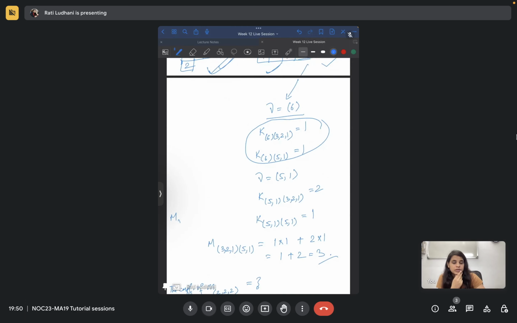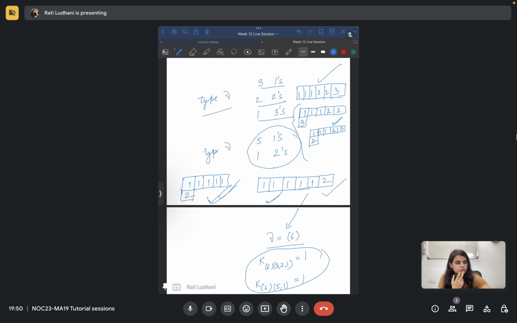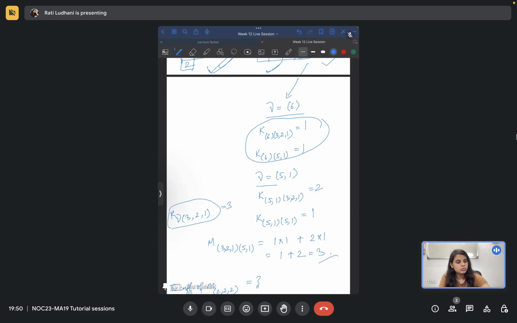K gamma, K nu of 3, 2, 1, you're saying 3? We have not got 3. No, 3 types we can assign now. Tabular, we have 3 types. The point is this type is different and these two types are different. So what I did, what I wrote, the nu is different.